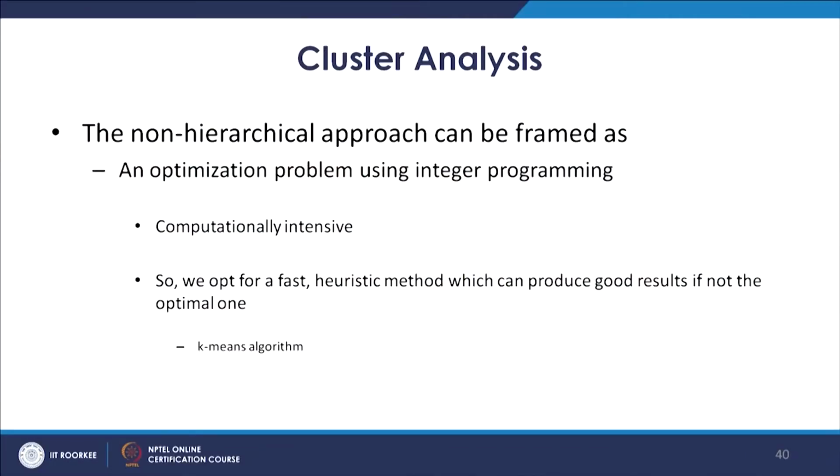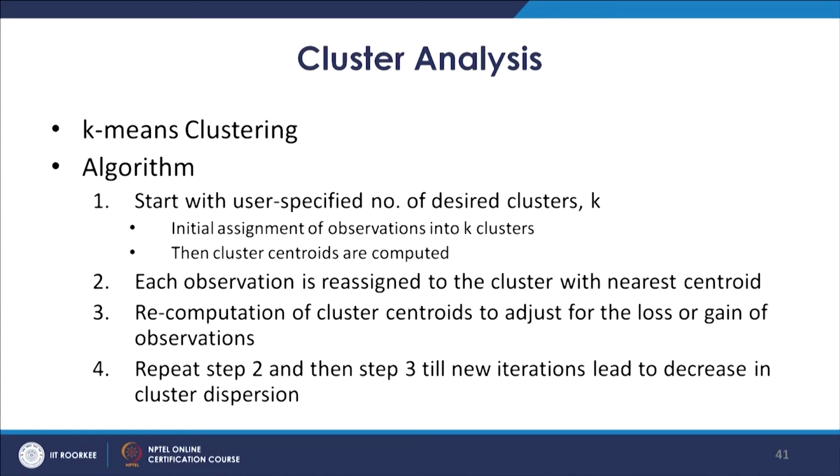So what we can do is opt for a fast heuristic method which can produce good results, if not the optimal one. We are not guaranteed to produce the optimal results, but the method can give us a good result in a short time. One such method is the k-means algorithm, which is something that we are going to discuss next. So in non-hierarchical methods, this is the algorithm that we are going to cover, k-means clustering.